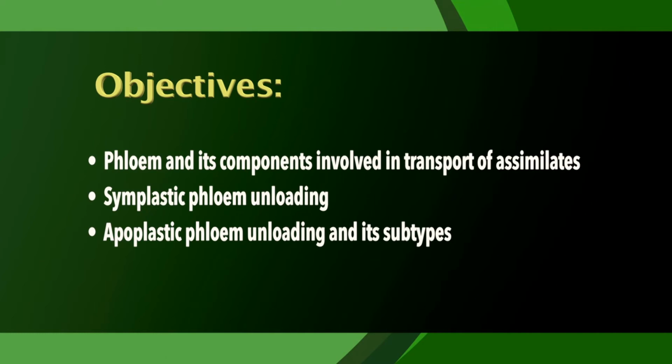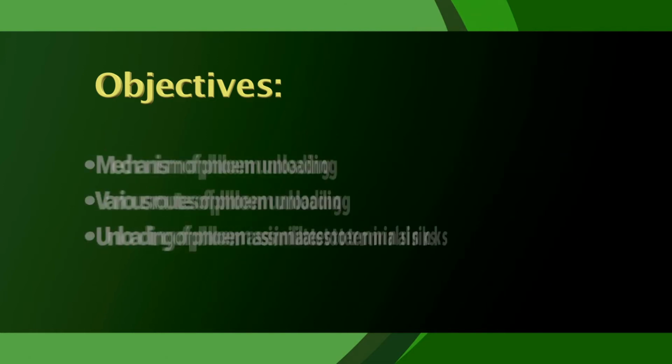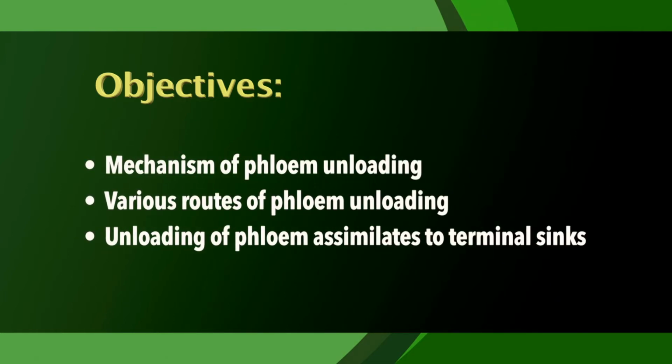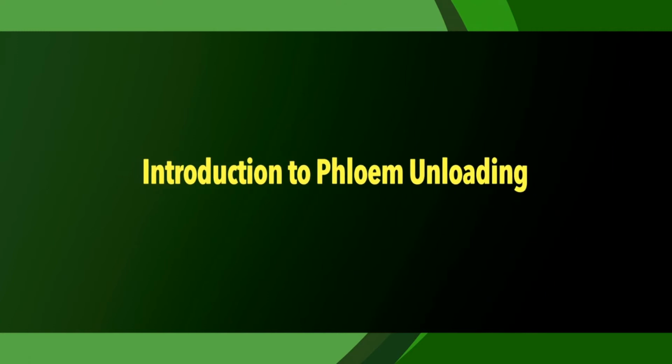The main objectives of today's topic are: number 1, to study phloem and its components involved in transport of assimilates. Number 2, to learn about symplastic phloem unloading. Number 3, to learn about apoplastic phloem unloading and its subtypes. Number 4, to understand the mechanism of phloem unloading. Number 5, to gain knowledge about various routes of phloem unloading and to understand the unloading of phloem assimilates to terminal sinks. First of all, let's have a brief introduction of phloem unloading.